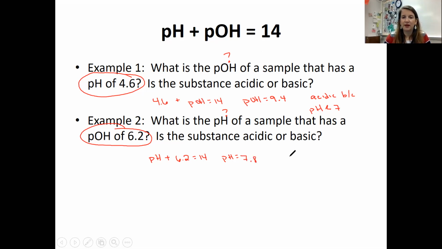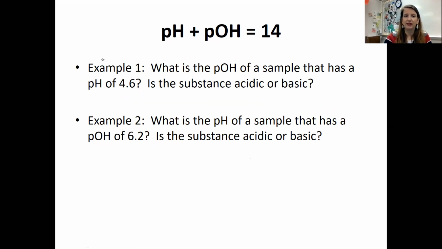So is this acidic or basic? Well, it's going to be basic because pH is greater than 7. Okay, so easy peasy going between pH and pOH.